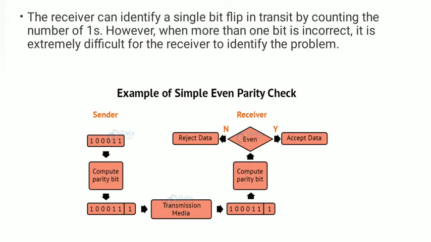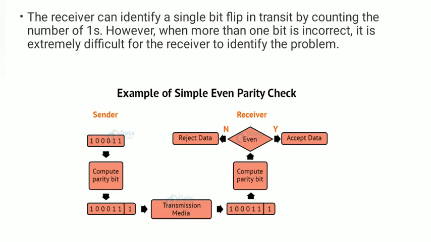Then the receiver receives 1000111, which has an even number of ones. The receiver side counts the number of ones and computes the parity bit. If it is an even number of ones, then accept the data. If it is an odd number of ones, or not an even number of ones, then reject the data. This is also known as even parity checking.